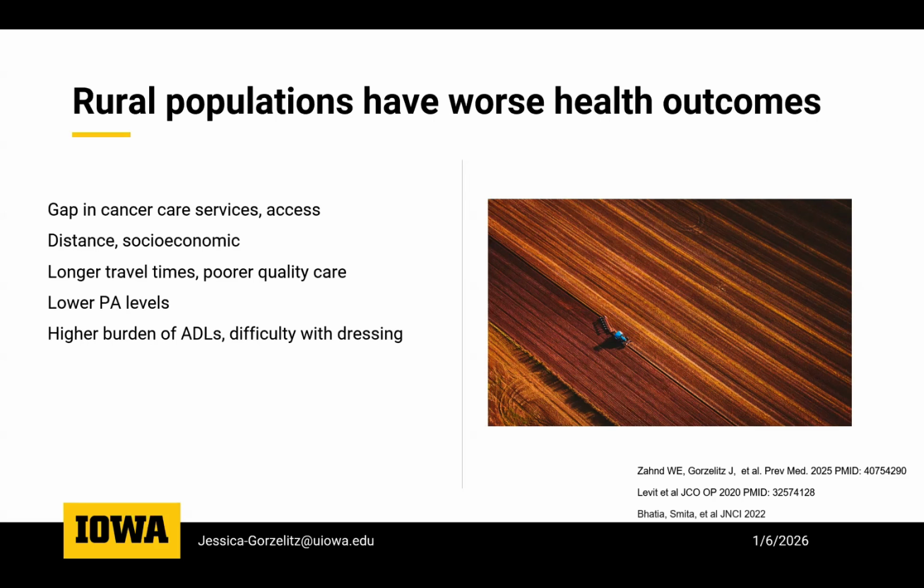We recently published using data from the SEER HINTS database that showed that individuals who lived in rural areas are actually doing less total physical activity than individuals who are living in urban areas. And we also found that individuals in rural areas had a higher burden of difficulties with activities of daily living. So coupling these two together, we know that these populations have more burden. We know that they have less access and they have less physical activity, which makes it ripe for interventions.